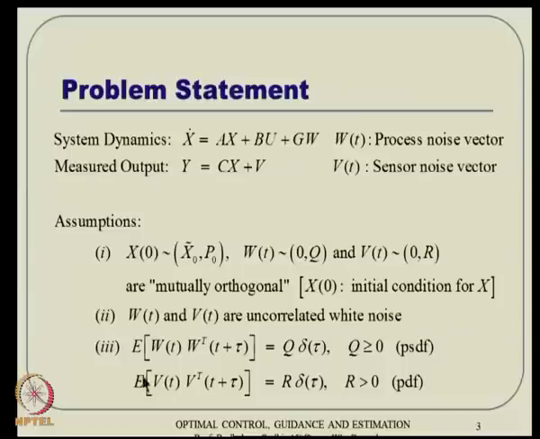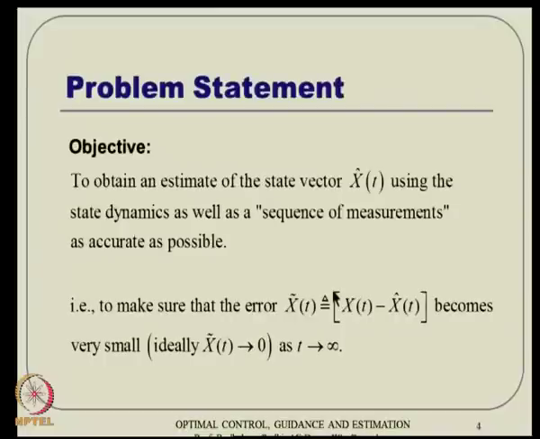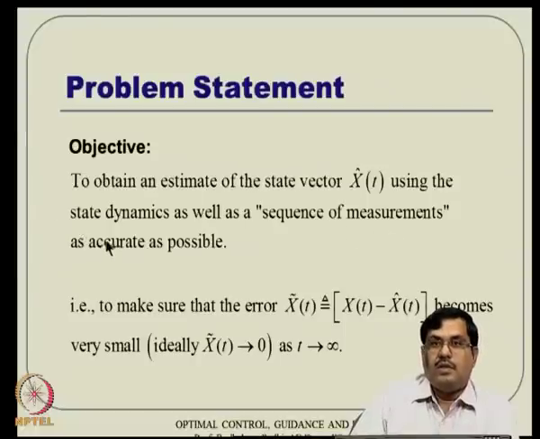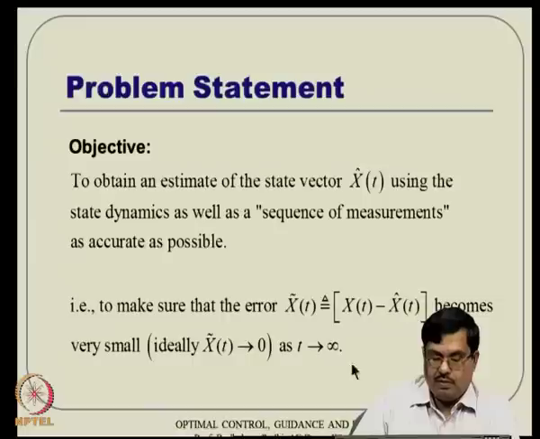Using these relationships, we are able to derive the continuous time Kalman filter. So, how did we do that? The objective was to estimate x hat of t, using the system dynamics as well as a sequence of measurements, as accurately as possible. That means the error of estimation, x minus x hat of t, should become very small, ideally going to 0 as t tends to infinity.